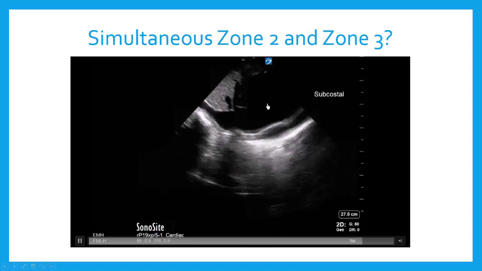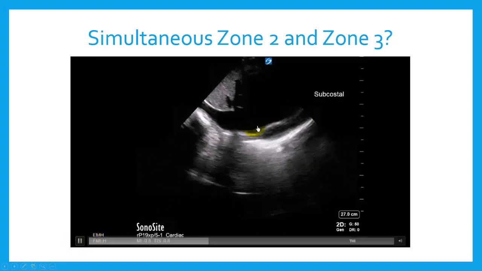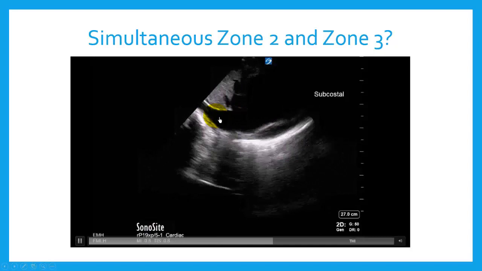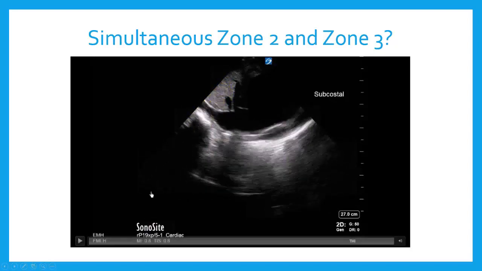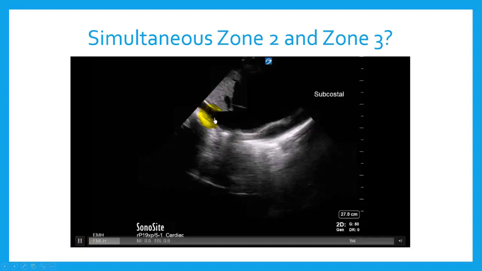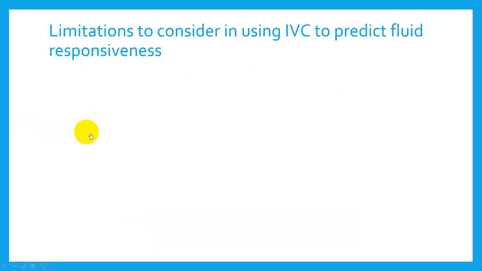Well, the man's right atrial pressure when I saw him after he got a 500 cc bolus was like 23 or something. So the patient had a ridiculously high filling pressure on the right side, and that was not well appreciated because some of the pressure outside here, particularly from the liver, was causing the IVC to become partially collapsed. So these are the limitations to consider in using an IVC to predict fluid responsiveness.